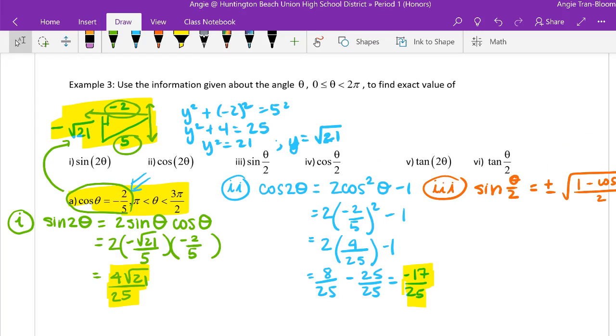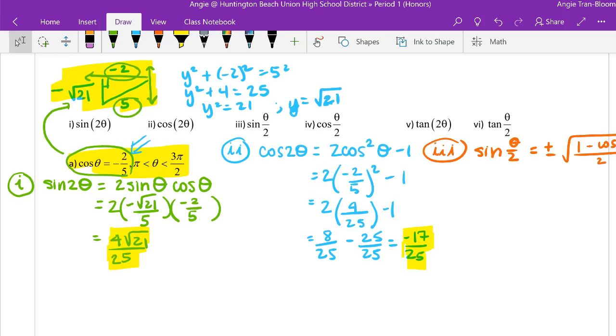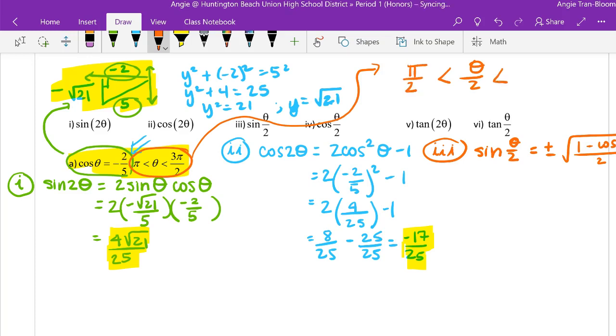So what if I'm doing half? Half means I'm dividing by 2. Let's take this, which is what theta is, and bring it over here to make it bigger. Theta divided by 2 means I also have to divide the left side of the inequality by 2 and the right side of the inequality by 2. Dividing by 2 is like multiplying by a half. So half of theta is pi over 2 to 3 pi over 4.